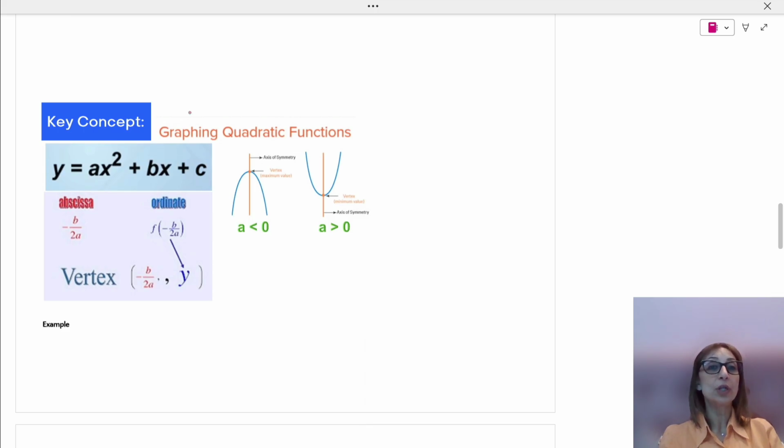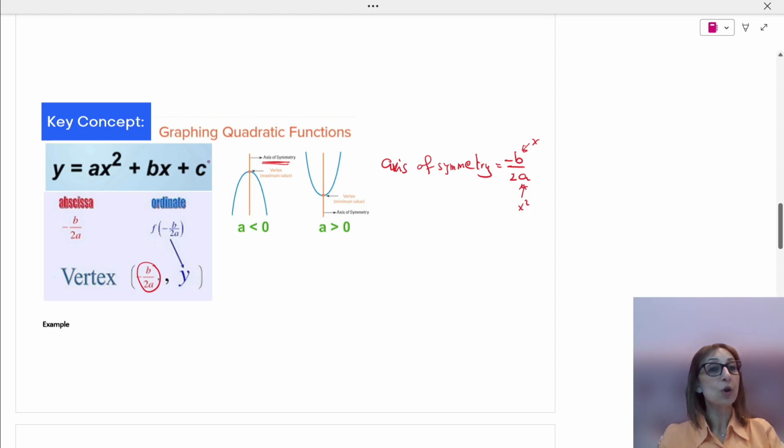Now let us move to how we graph the quadratic functions. The first step is to find the axis of symmetry. To find the axis of symmetry, we will use the formula negative b over 2a. So the axis of symmetry equals negative b over 2a. Again, what is b? b is the coefficient of x, and a is the coefficient of x squared.